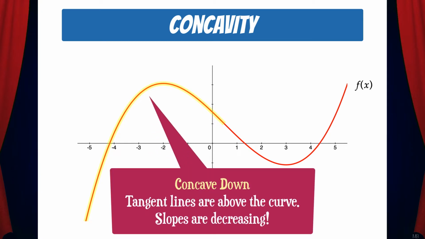Now let's consider the highlighted portion of the graph on the left. This section of the graph is concave down. Note that the tangent lines in this section are above the curve. Also, if we move from left to right, the slopes of the tangent lines are decreasing.